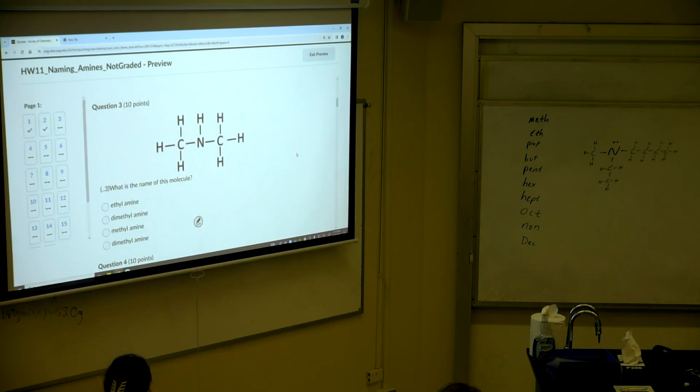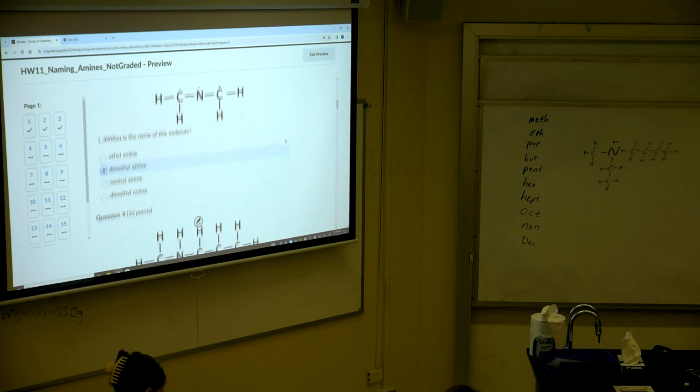This has 2 methyls, so it's dimethyl amine. Make sense? Dimethyl amine. And again, that space shouldn't be there. When you see these written in the book, it's all stuck together. So dimethylamine is technically just 1 long word. I split them up like that just so you can visualize how the naming works.